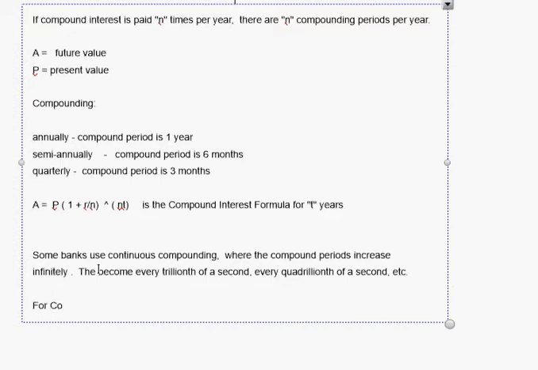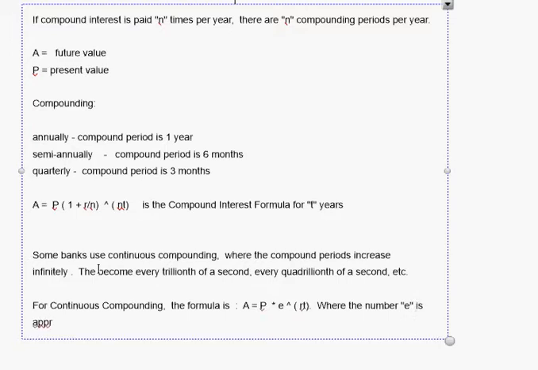For continuous compounding, the formula is A equals P times E raised to the RT, where the number E is approximately 2.7183.